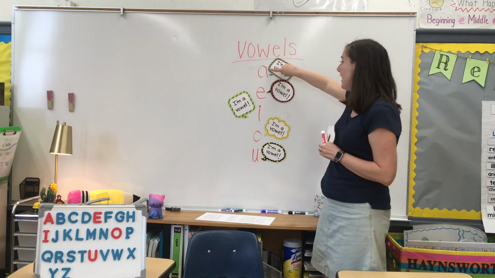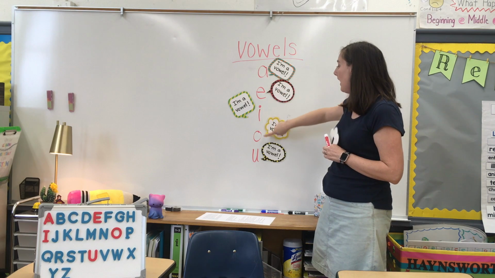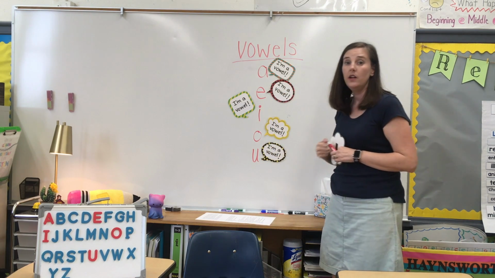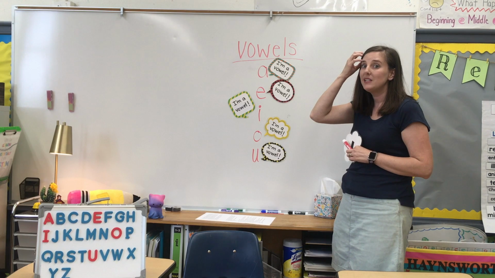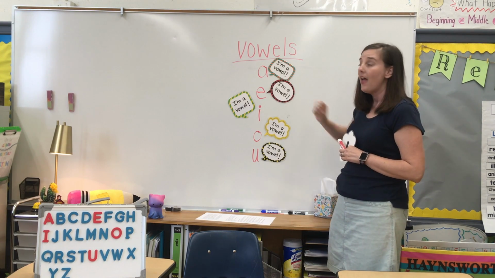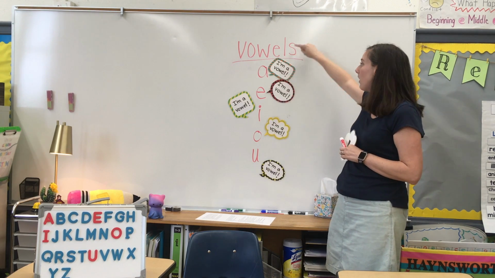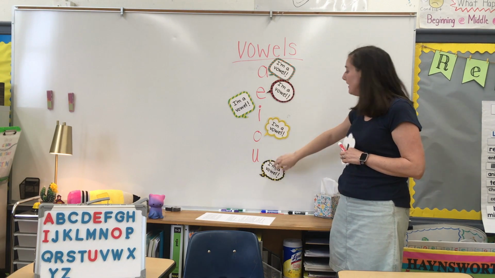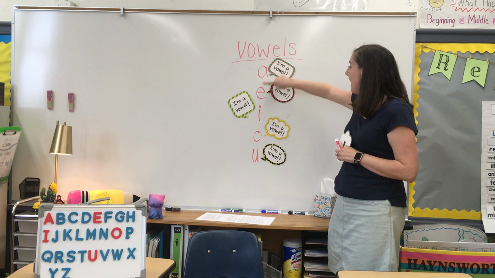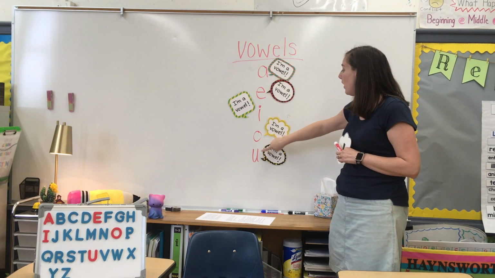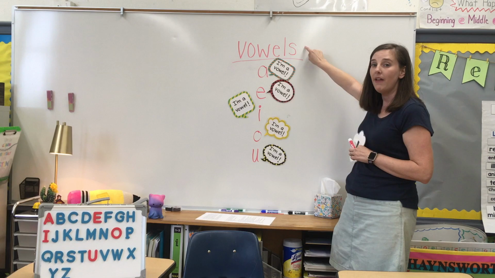Say them with me. A, E, I, O, U. Let's say them again because we want to get them to stick in our brain. A, E, I, O, and U are all vowels. Let's say it one more time. A, E, I, O, and U are all vowels.